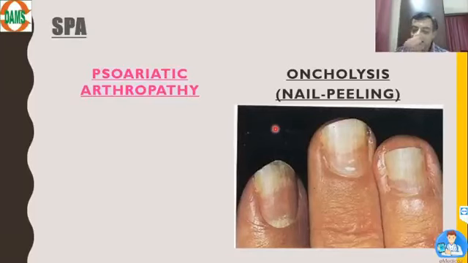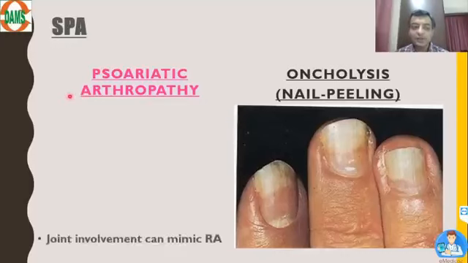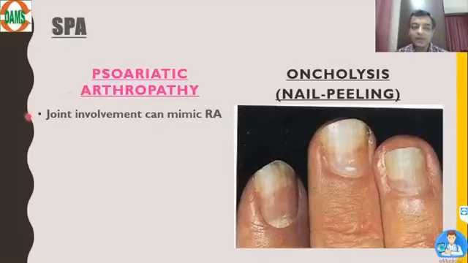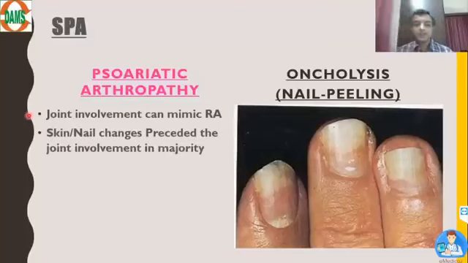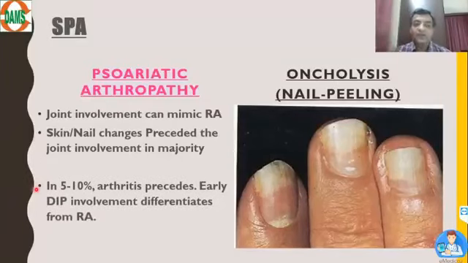So psoriatic arthropathy comes with joint involvement and can mimic RA. Skin and nail changes precede the joint involvement in the majority. But even in 5 to 10% of cases, when arthritis comes before the other features, early DIP involvement differentiates it from RA.